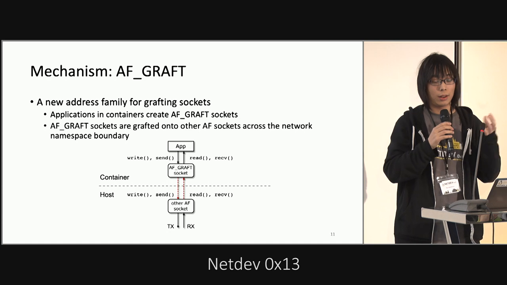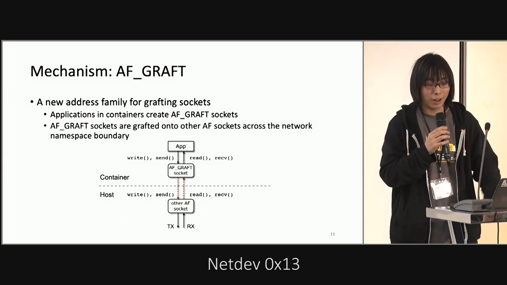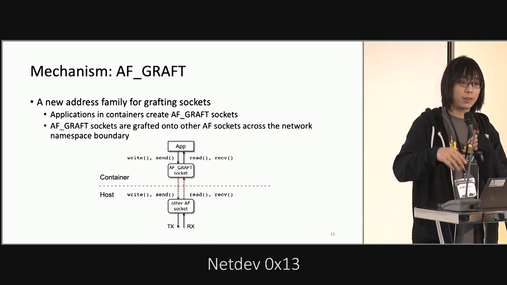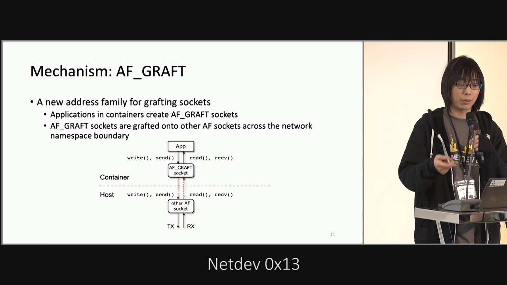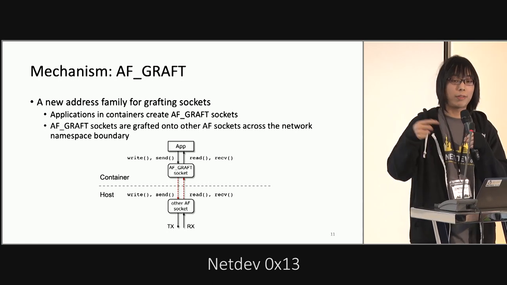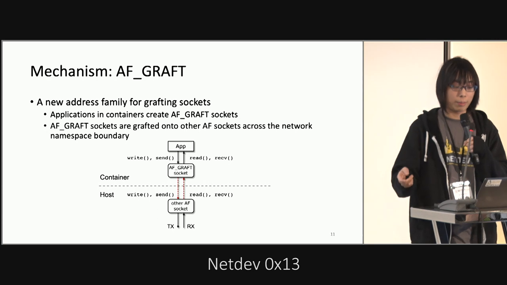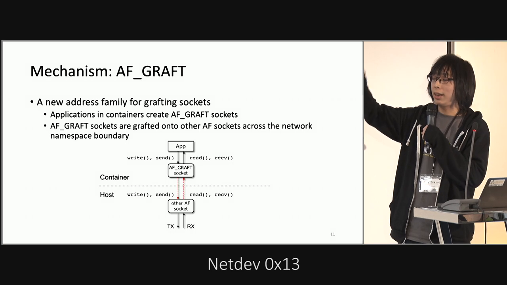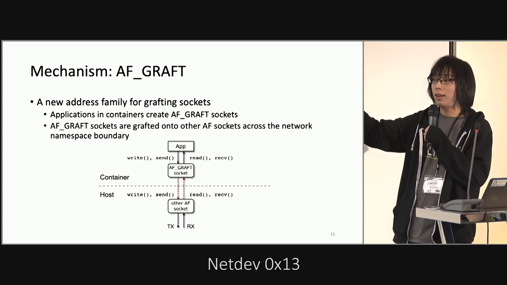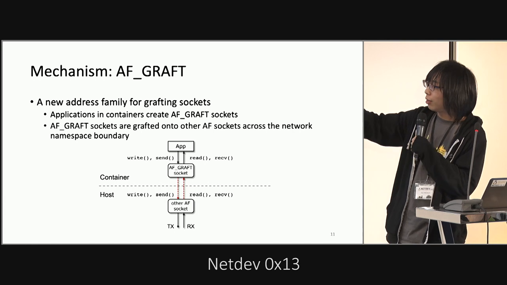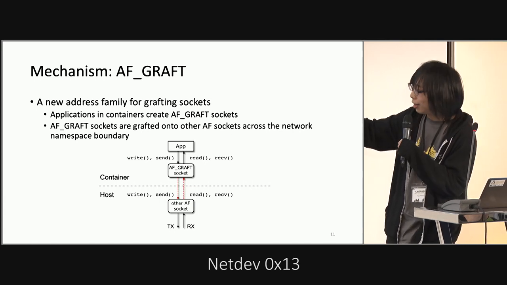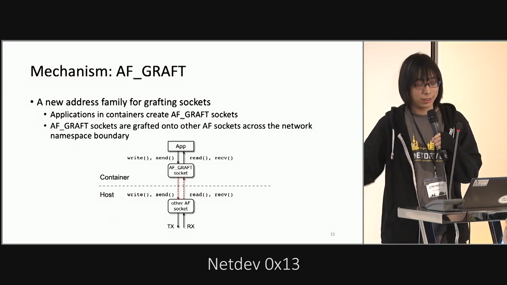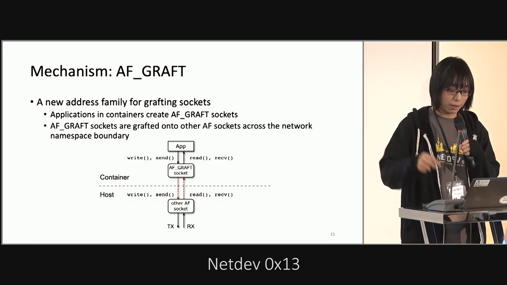We implemented socket grafting as a new address family called AF_GRAFT. Applications in containers create the AF_GRAFT socket. Then the AF_GRAFT sockets are grafted onto another address family socket in the host network stack. So when the application in the container writes data using the write system call, the data is also written into the other address family socket in the host network stack. So this is the grafting between the sockets.